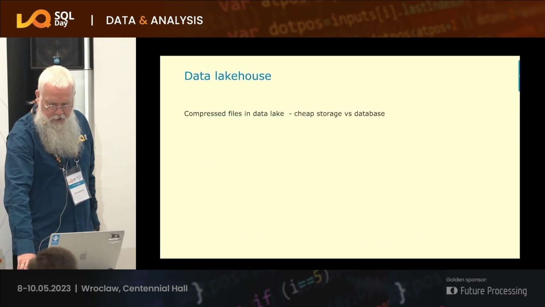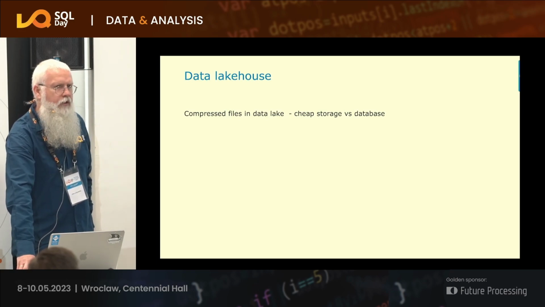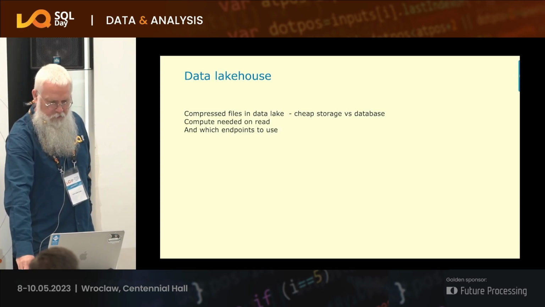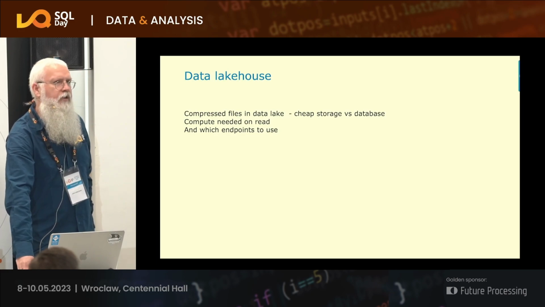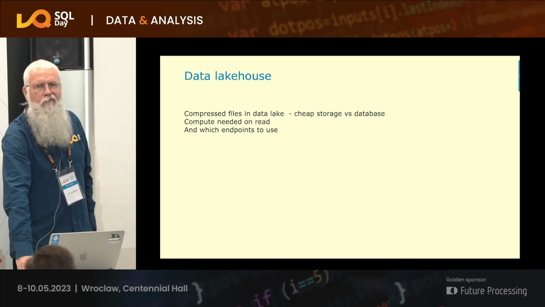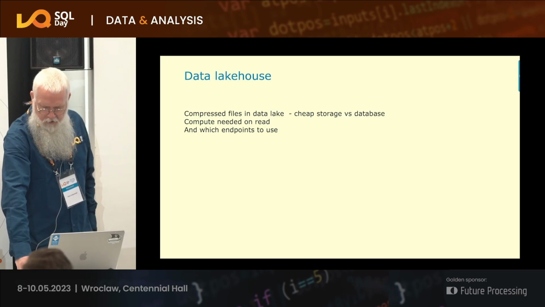So yeah, as I mentioned, it's compressed files in a data lake, so it's cheap storage versus a database. It's compute needed only on read. You don't have to pay for it unless you use it. And you just select which endpoints you want to use. So that is serverless SQL, it's an external table in Synapse serverless pools, or staging tables in Snowflake. Doesn't matter.